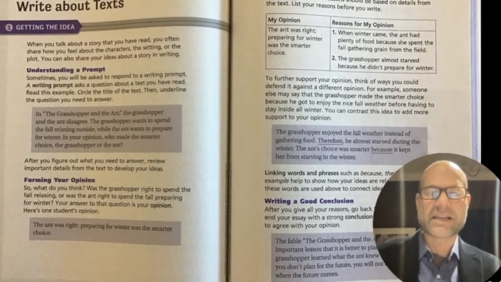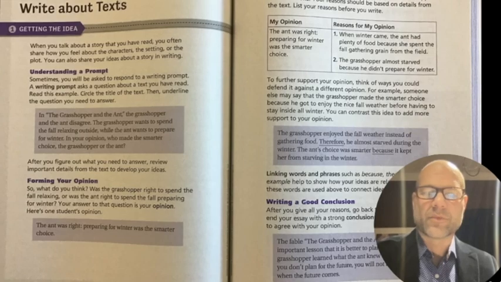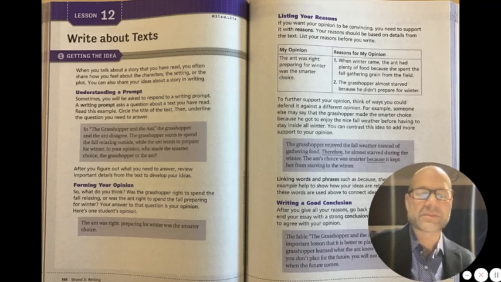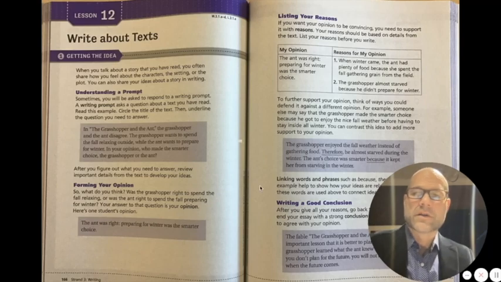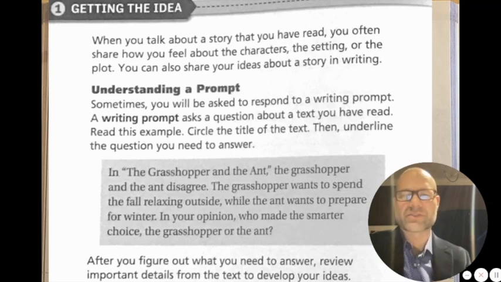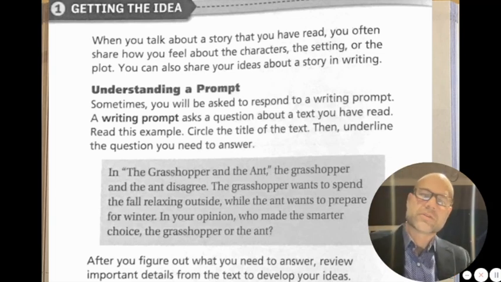And in this lesson, we're going to learn a little bit more about how to write a response or answer for a prompt. A prompt is sometimes a question. Sometimes it tells you to do something, like maybe, explain how a character changes throughout a story. When we are talking about a story that you've read, you often will share how you feel about the characters, the setting, or the plot. Sometimes you're asked to share about it. You can also share your ideas about a story in writing.